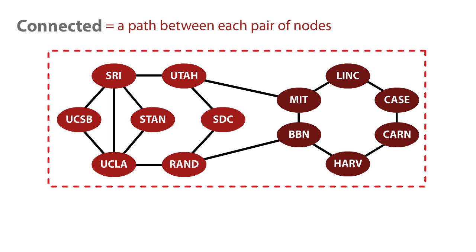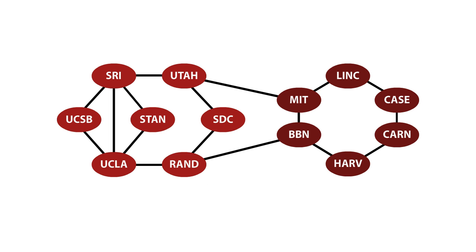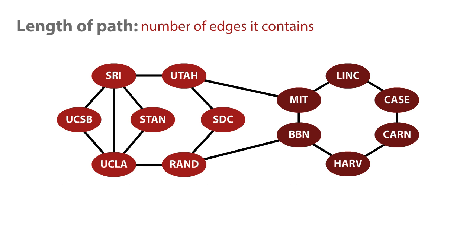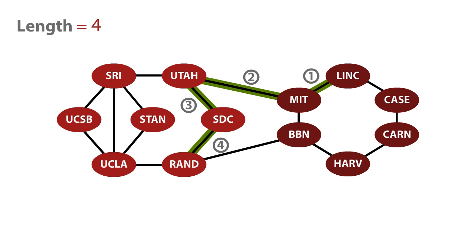And certainly if you have a communication network, the goal would be for it to be connected. You want to be able to get from anywhere to anywhere. And we'll also talk about the lengths of paths, right? Some paths might be better than others because they're shorter, for example. And so if number of hops is our objective, the thing we're really seeking to improve, then, for example, if we were to go from Lincoln Labs to Rand via MIT, Utah, SDC, so that's 4 edges, we'll say that that's a path of length 4. Right? The length will be the number of edges it contains.